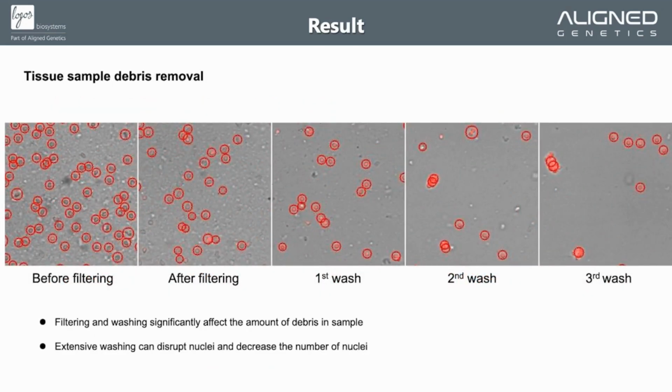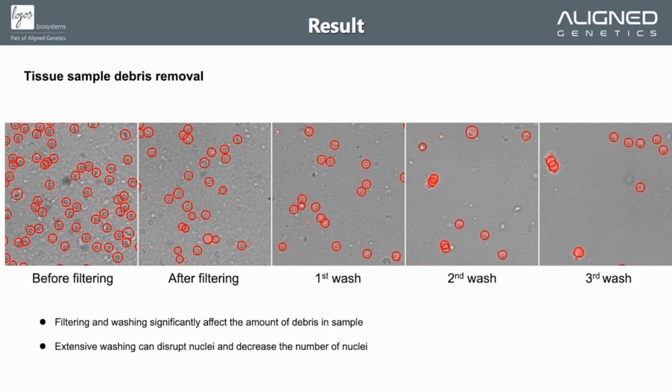However, if you experience difficulties with debris removal, filtering and washing are essential steps to eliminate debris from the sample. So in this montage, you can see filtering and washing can effectively reduce debris. However, it's important to understand that excessive washing can compromise nuclei integrity, and that can lead to nuclei aggregations and a decrease in overall nucleus count.